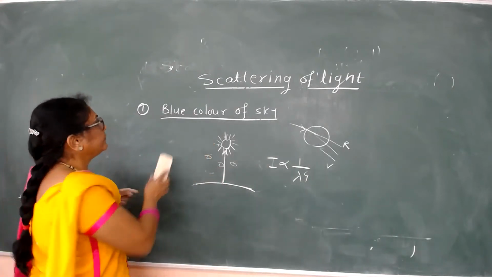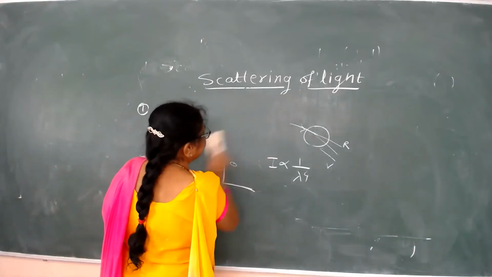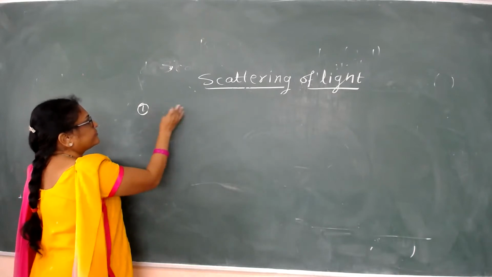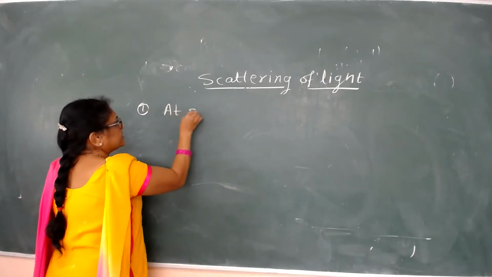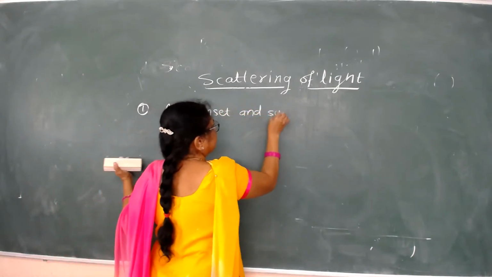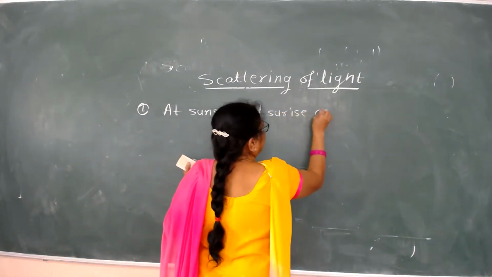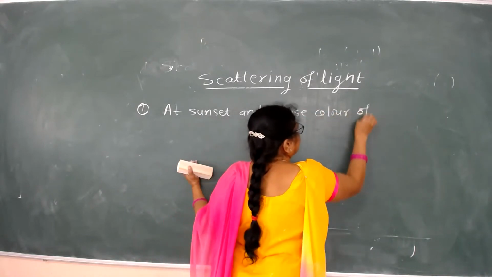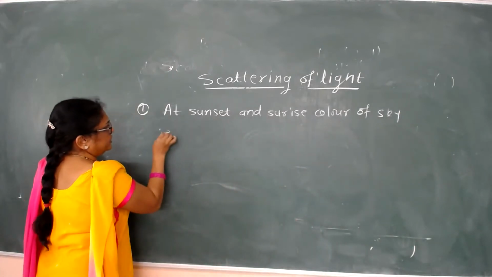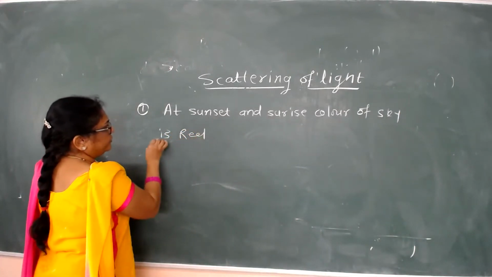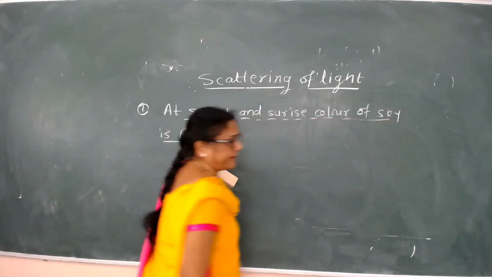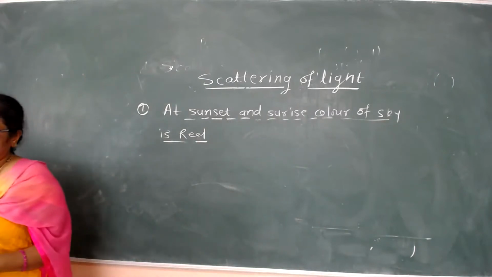Then the next part, at sunset and sunrise, the color of the sky is red. We observe that in the evening and in the morning, the color of the sky is red. What is the reason?